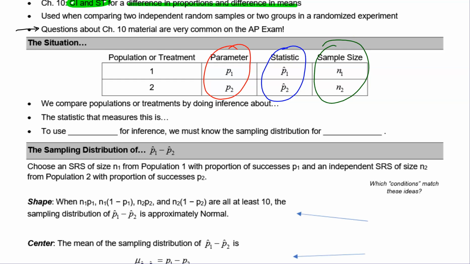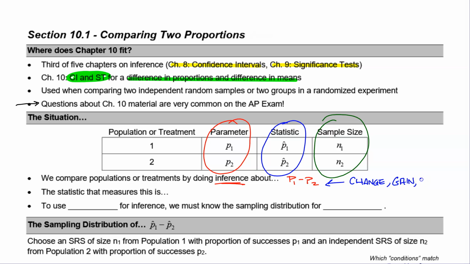And just a few comments here about how we're going to be comparing populations. We compare populations or treatments by doing inference about P1 minus P2. And remember, inference is when we want to learn some things about a population based on a sample. And this P1 minus P2, we're looking at change here, or gain. Might even call it delta if we get really mathy. Okay, the statistic that measures this is P1 hat minus P2 hat.